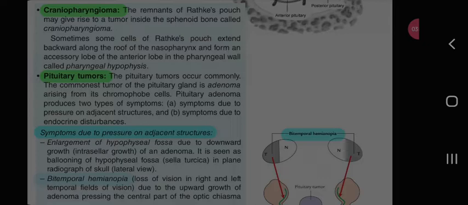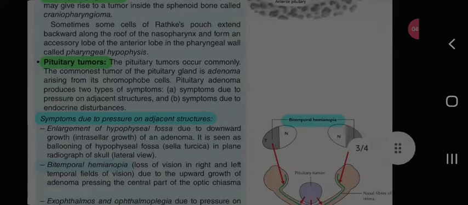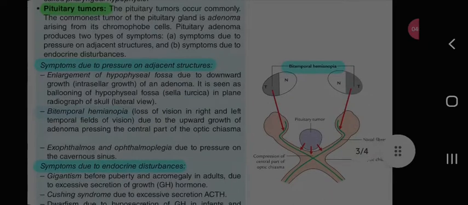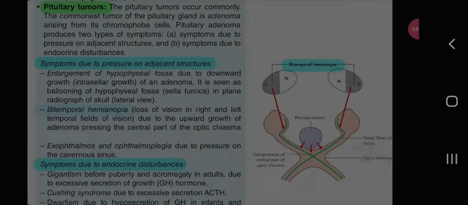Craniopharyngioma: the remnants of Rathke's pouch may give rise to a tumor inside the sphenoid bone called craniopharyngioma. Sometimes some cells of Rathke's pouch extend backward along the roof of the nasopharynx and form an accessory lobe of the anterior lobe in the pharyngeal wall, called the pharyngeal hypophysis. Pituitary tumors: pituitary tumors occur commonly. The commonest tumor of the pituitary gland is adenoma, arising from its chromophobe cells.